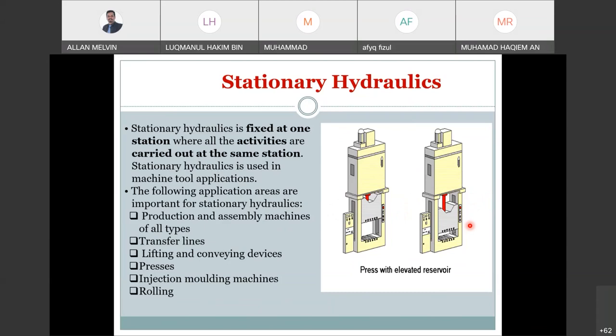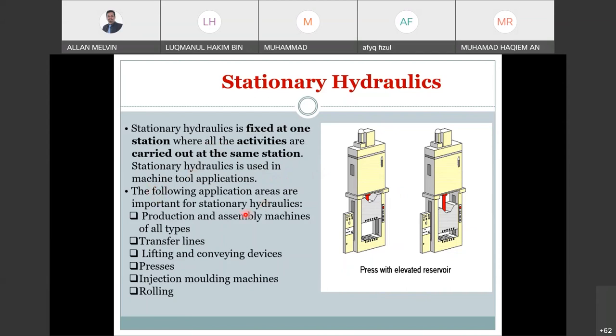Stationary hydraulics is fixed at one station where all the activities are carried out at the same station. So if you want to do anything, you have to do it at its place. You need to bring the workpiece to that place, like the lead machine earlier. Maybe it's a fixed machine. So stationary hydraulic is used in machine tool application, anything related to machines. Normally we won't move it.